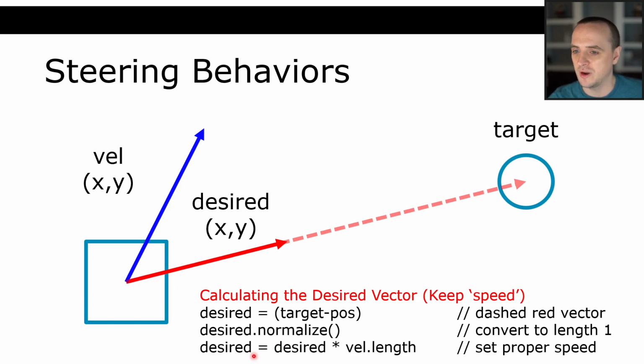And now what we do in order to convert it to the same length as the blue vector, since it's of length 1, we figure out the length of the blue vector, and then we multiply the x and y component of the red vector by that length. So we get the whole dashed vector, we normalize it to length 1, then we multiply it by the length of our current velocity vector.